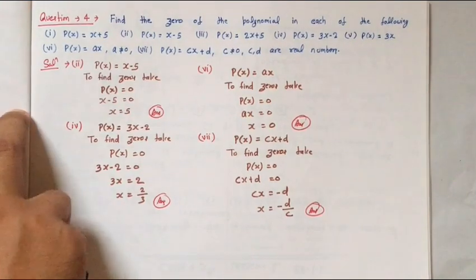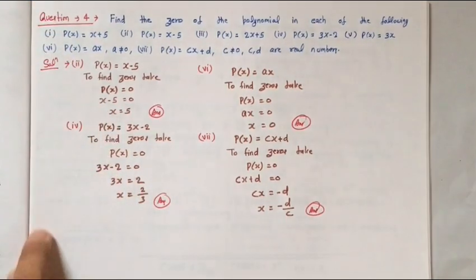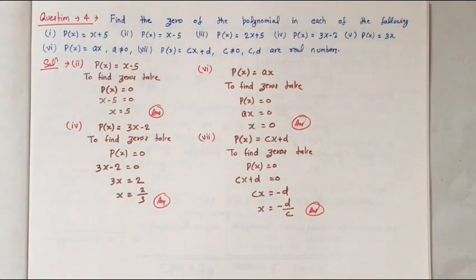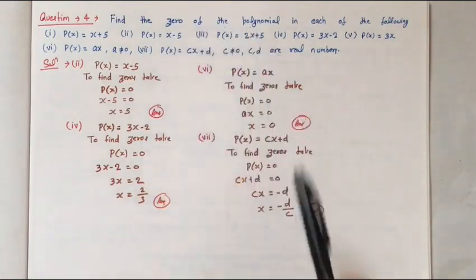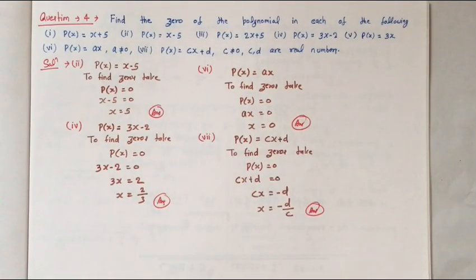Our next question is question number 4 of this exercise. Read this question. Find the zeros of the polynomial in each of the following. In the third question, you have to verify the zeros of a polynomial. In the third question, the value of x is indicated against the polynomial, and you have to put it in the polynomial and check whether it is a zero or not. But in question number 4, you have to find the zeros.